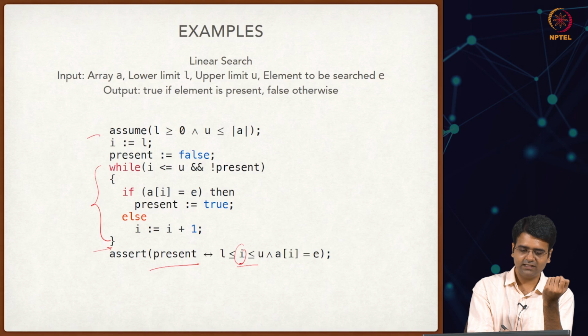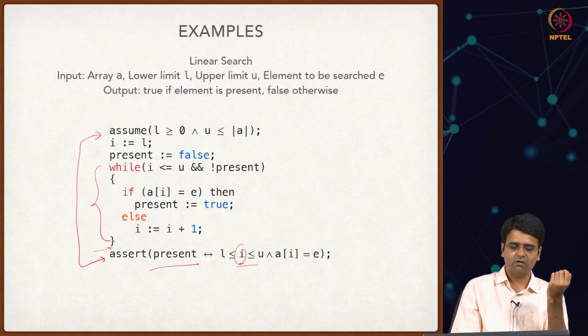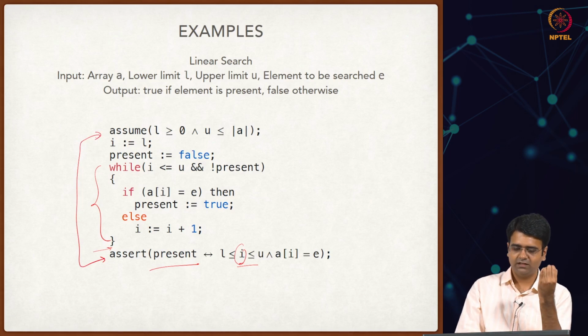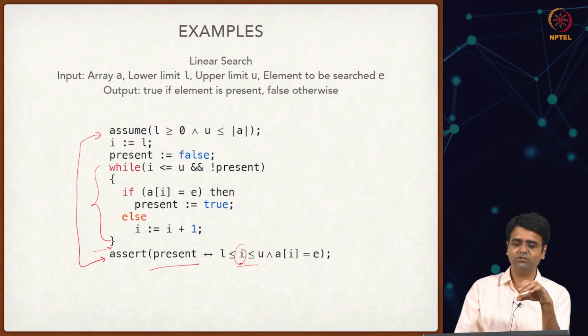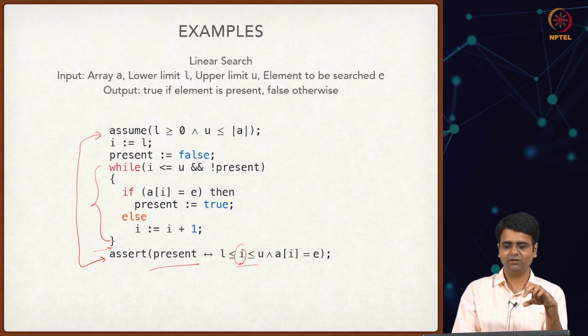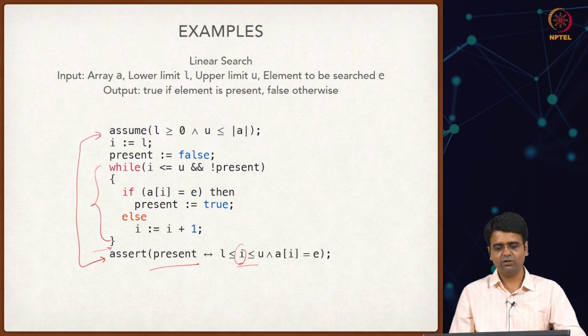So you might think that this seems like a correct specification, but what I am going to demonstrate now is that this specification is not correct, it is not precise. The reason it is not precise is that it will allow buggy programs. So now I will demonstrate that there is a buggy program which will obey this particular specification, but it is not serving our purpose. It is not doing linear search. So let's look at this buggy program now.